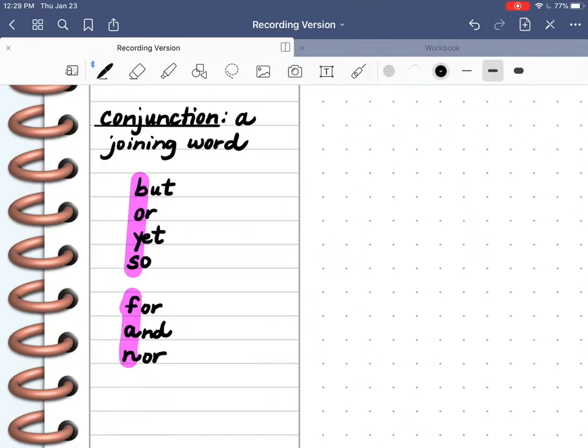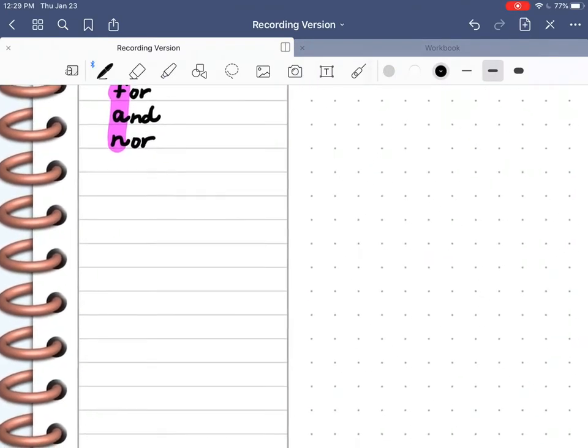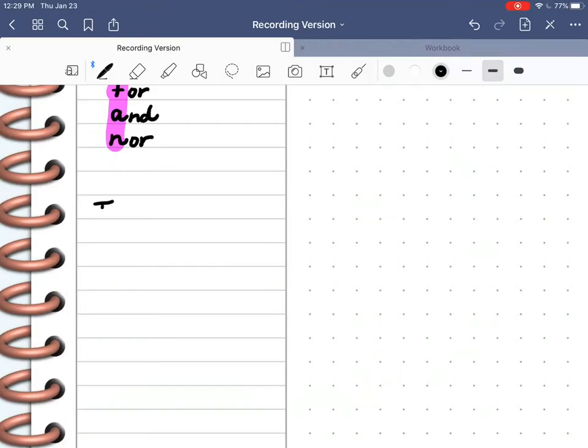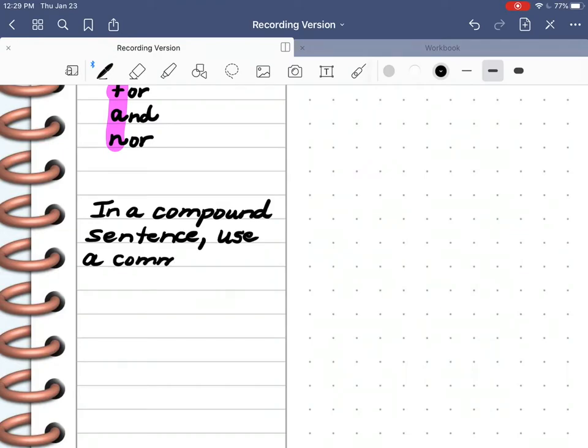Okay, here's another rule. This is so important. In a compound sentence, use a comma, a comma looks like this, before the conjunction.